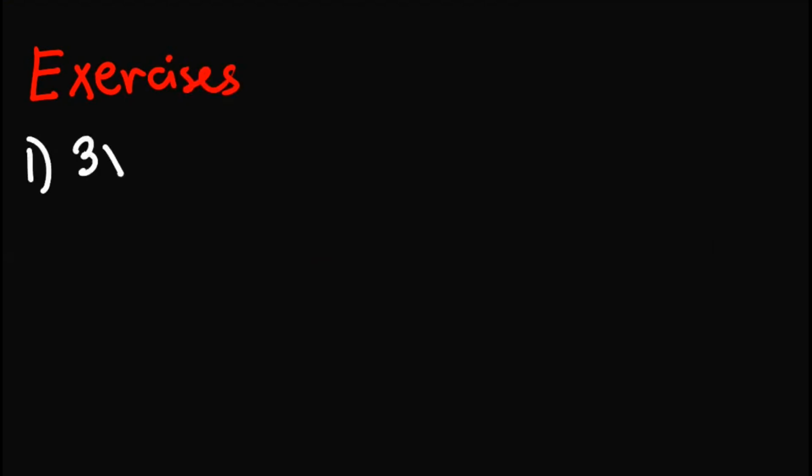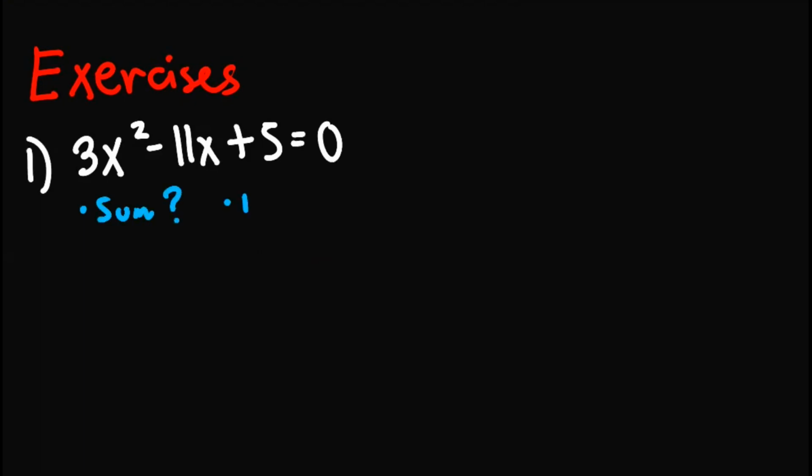Now it's your turn. We have two exercises out here. Exercises. For the first one, if we are given 3x² - 11x + 5 = 0, your task is to find the sum out here and the product. This is straightforward. Just use the formula that we have derived in the first part of this video.